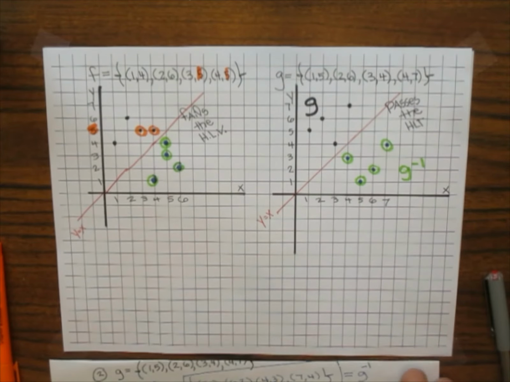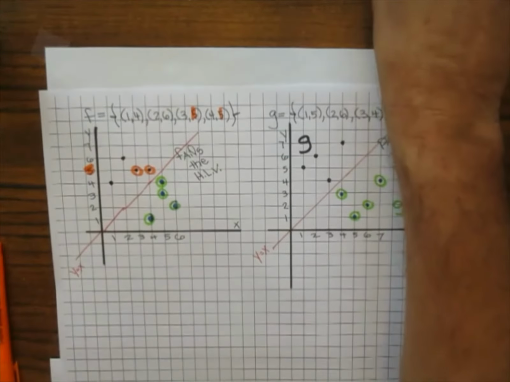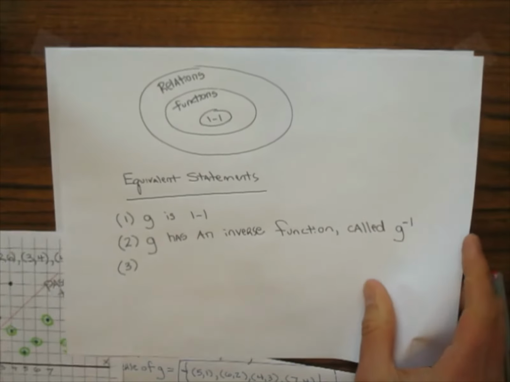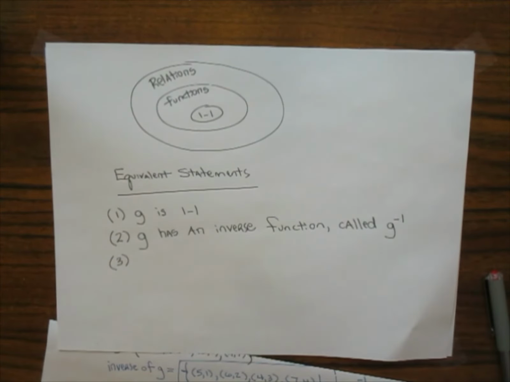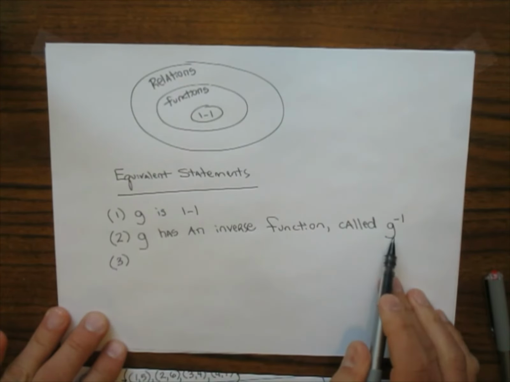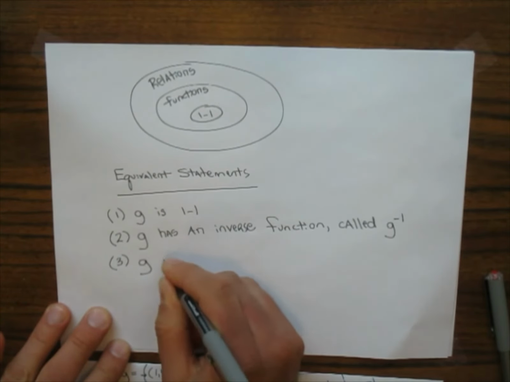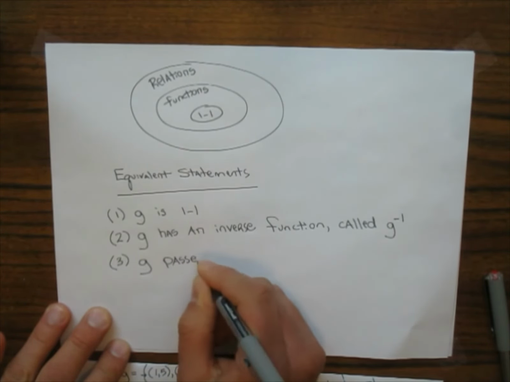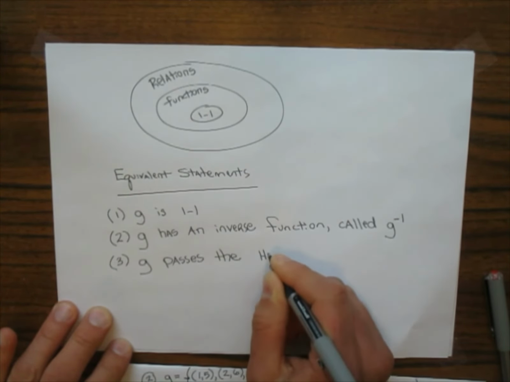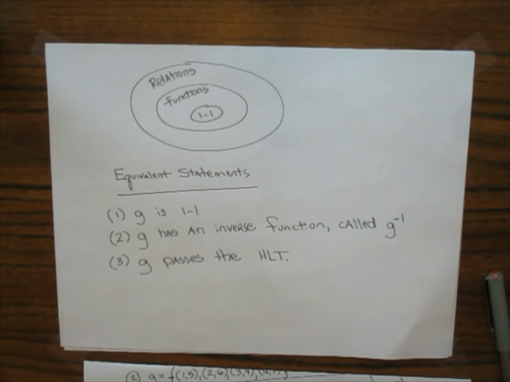So what we have here is the next condition for this. G is 1 to 1. That means G has an inverse function. We'll call it G inverse. And G passes the horizontal line test, which is like the vertical line test, but with the horizontal line.